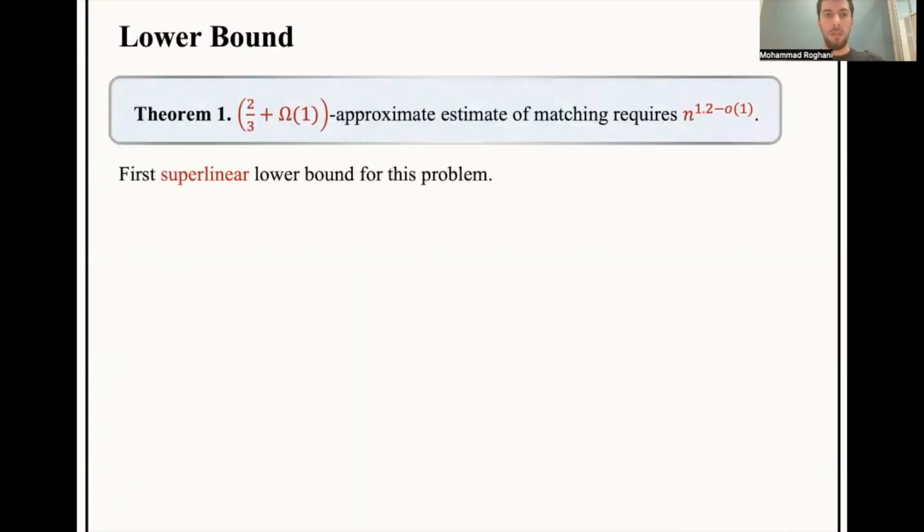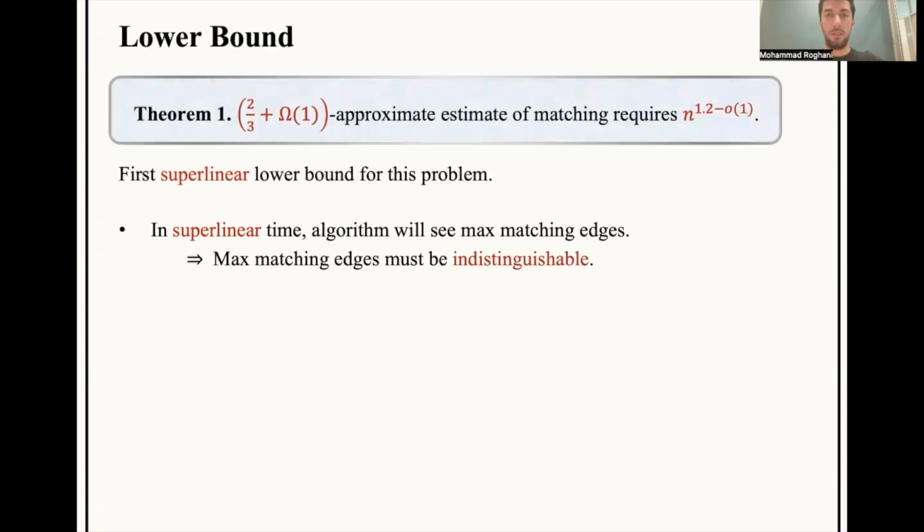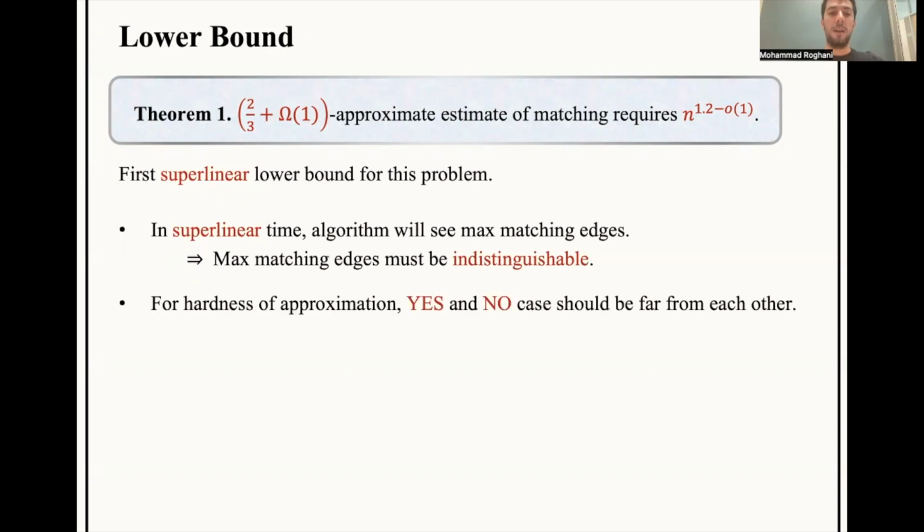We start by giving the key intuition for our lower bound. Since this is a superlinear lower bound for this problem, there are some challenges. In superlinear time, the algorithm will see some max matching edges. So we should make the yes case and no case in the hardness of approximation such that the max matching edges are indistinguishable, because the algorithm will see at the end some of the max matching edges. And also, because of the hardness of approximation, our yes case that has a large matching and the no case that has a smaller matching should be far from each other. So the max matching edges will look globally different in these two cases.